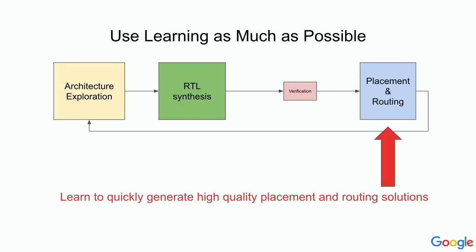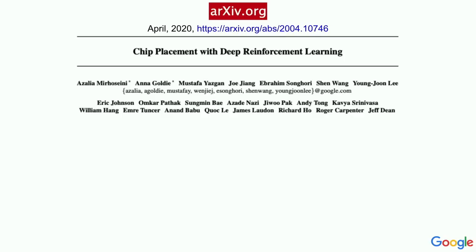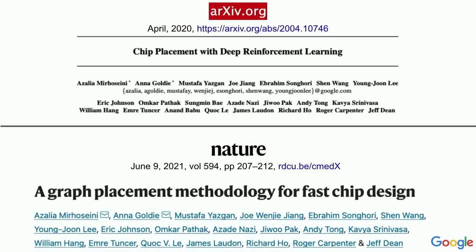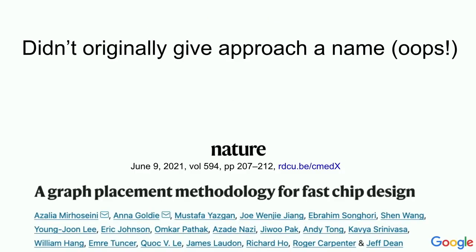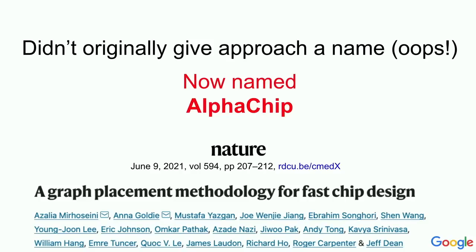So one area where we've done a fair bit of work already is in learning to quickly generate high-quality placement and routing decisions using reinforcement learning. This was a paper we published in 2020, and then was published in Nature in 2021. We forgot to give it a name. Oops. It's now called AlphaChip.